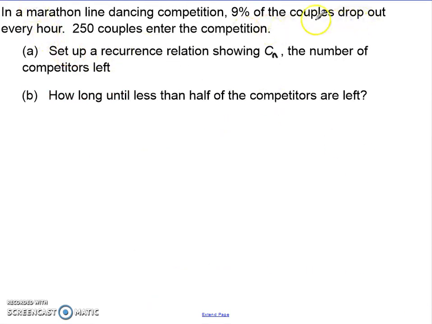Last one, marathon line dancing competition. 9% drop out, 250 enter, recurrence relation for Cn, and then how long until less than half are left. Well, the first one, we have to think of it similarly to the previous. We know 9% drop out, so it's 9% less. So we've got 91% at the end of each hour. As a decimal, it's 0.91.